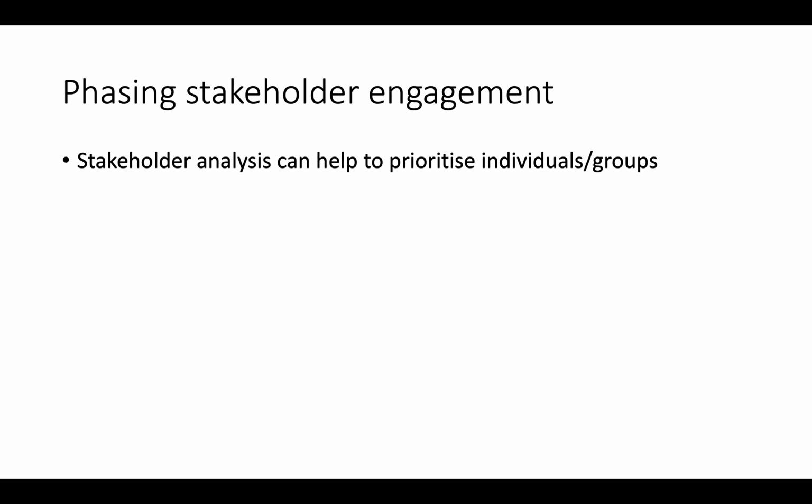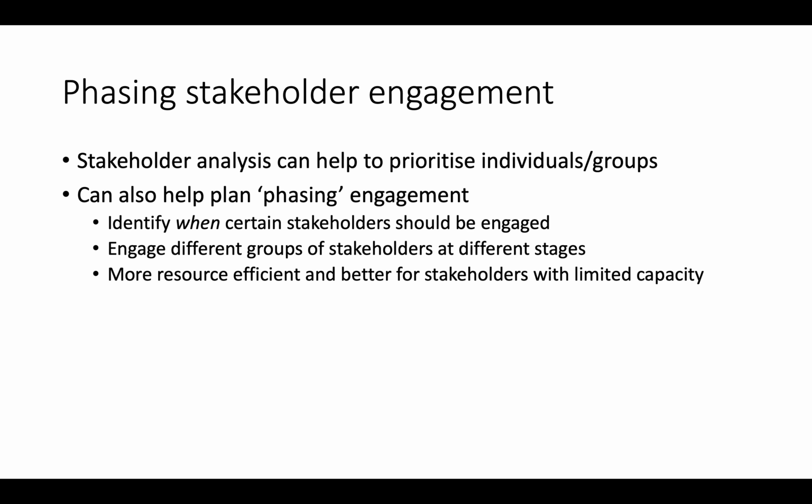So I've talked a bit about phasing stakeholder engagement already, but by identifying who we're dealing with and what their needs and desires and motivations are, we can help to prioritize engaging with different individuals or groups at different stages of the review process. So this is what we call phasing. We identify when certain stakeholders should be engaged, and we can engage those different groups at different stages.